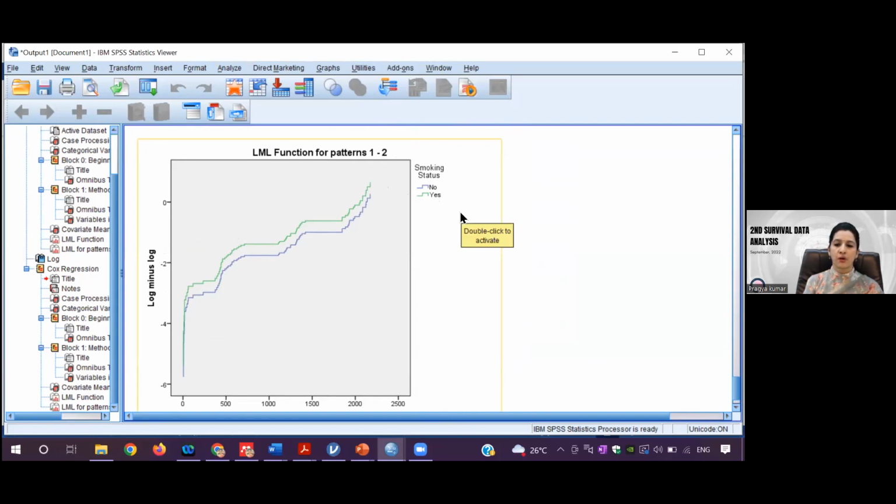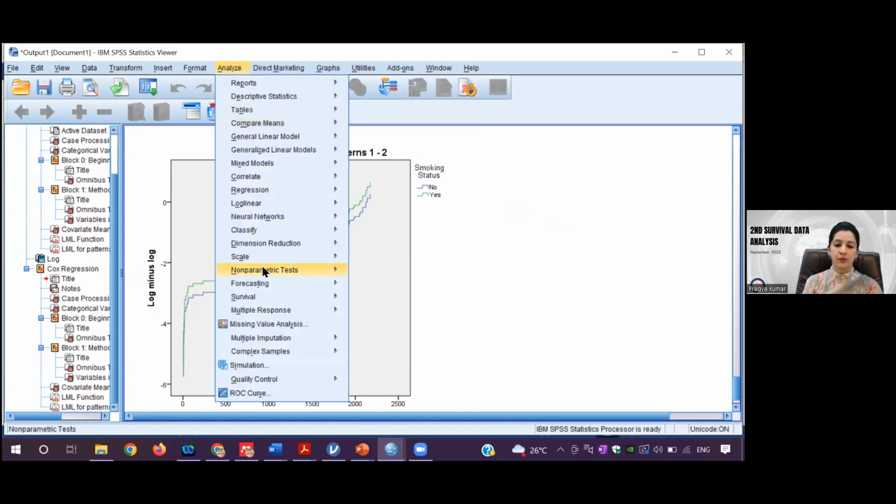Is this met or not met? Proportional hazard. You can see there is almost a parallel line. And again, we cannot say that it should be exactly parallel. We just see that the line should not go blue should not go up and green should not go down. It should be almost parallel. So again, met. So we have decided to keep smoking also in our model.